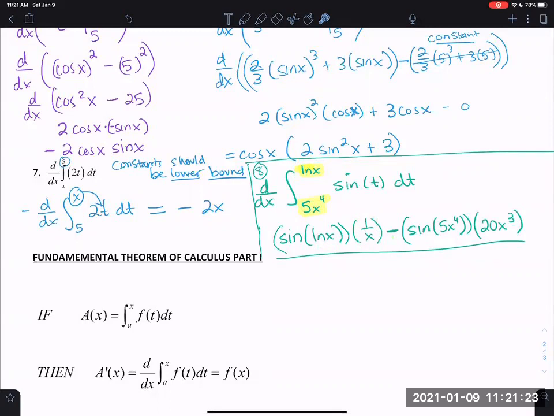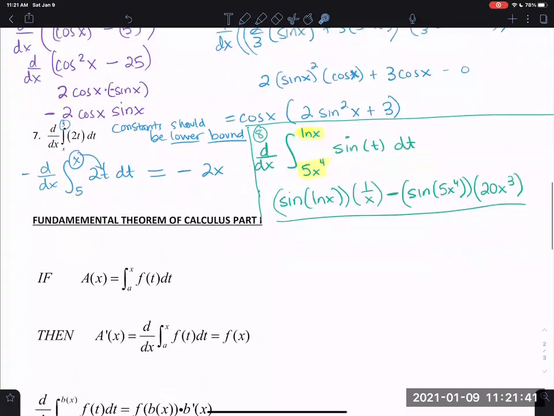So this reminds us of fundamental theorem part 2, right? We're evaluating at both of our bounds. However, our bounds are functions. Okay. And then we take the lower bound, we plug in, and then we take the lower bound's derivative. Final answer.